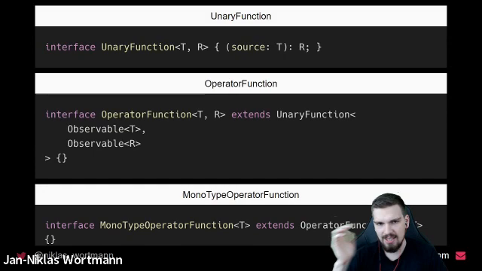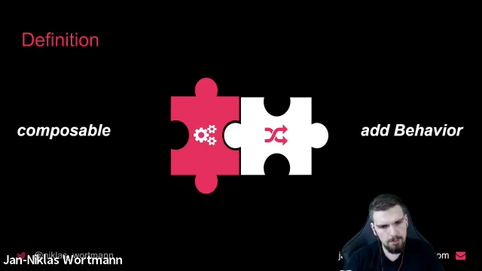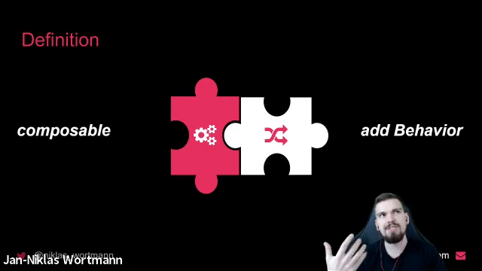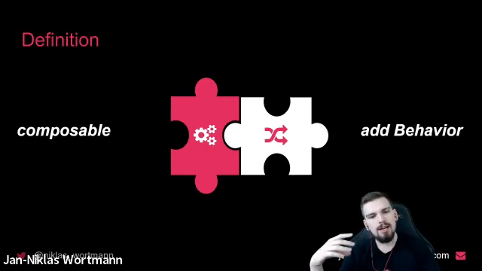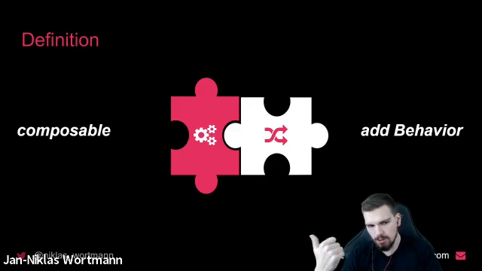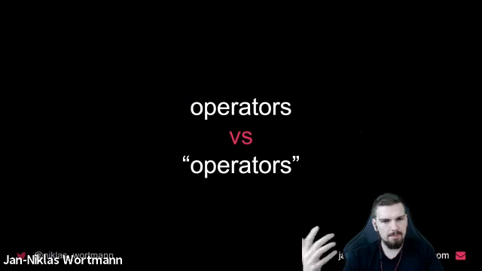So much about the general interfaces. That's a little bit easy, right? So let's talk more about the definition itself. And from my point of view, especially because there is no clear definition of what is an RxJS operator, an operator needs to be first composable and second needs to add behavior. So what does that mean?